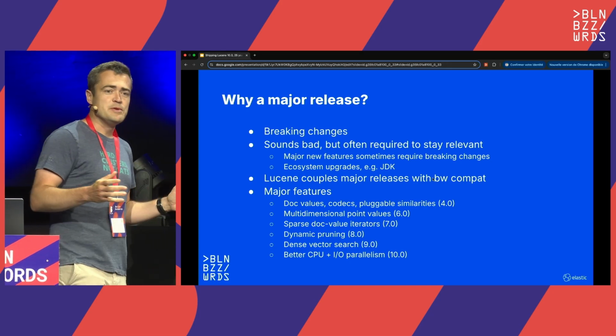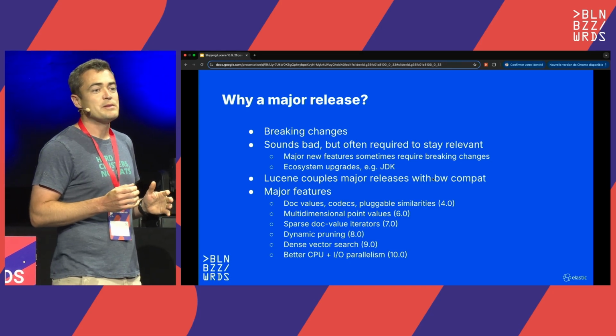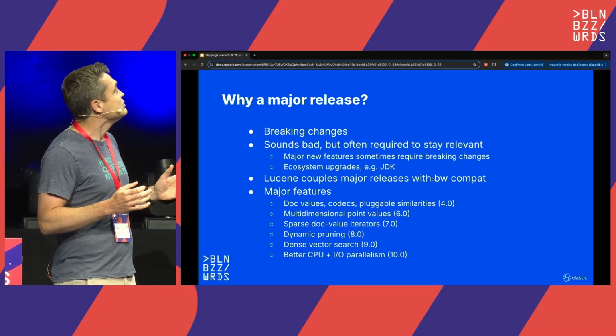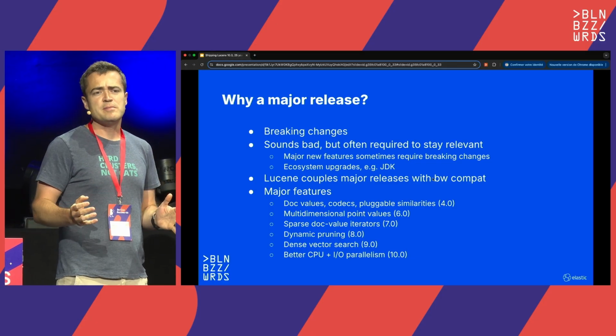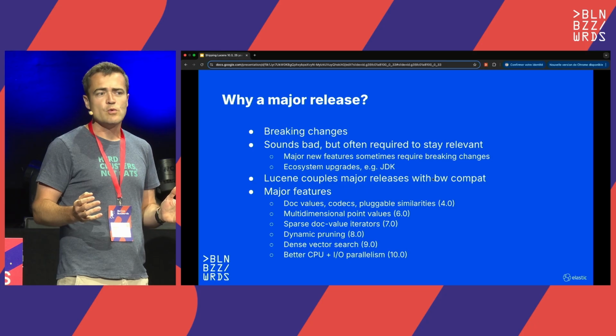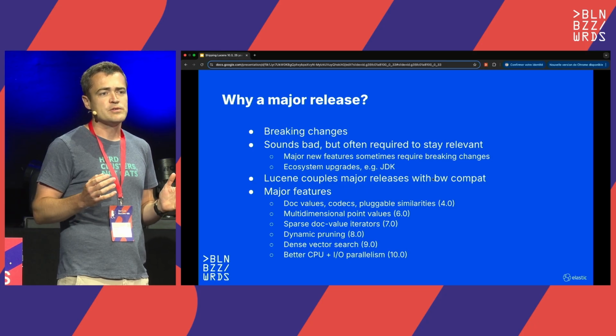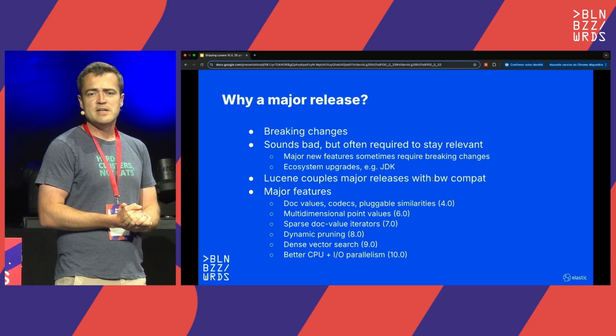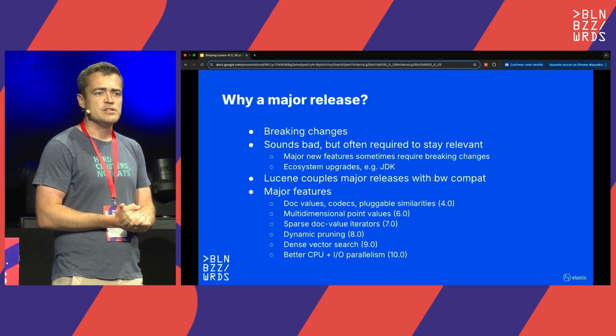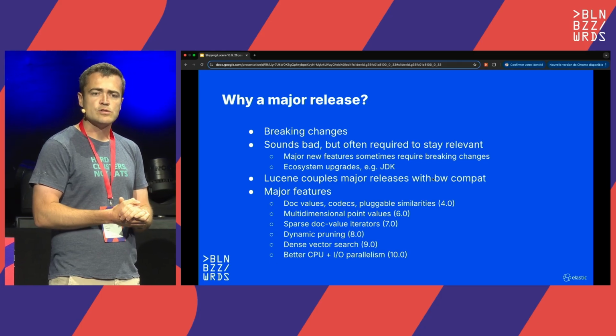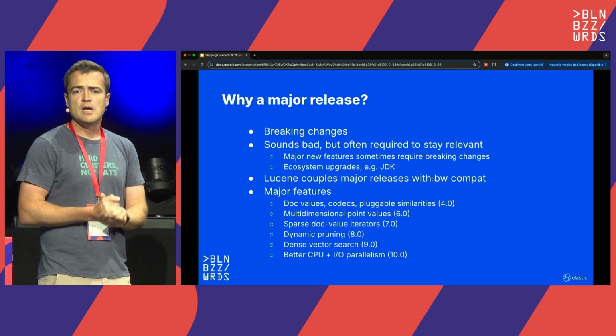OK, so now you have a bit more context about Lucene, but we are here to talk about major releases. Why does Lucene do major releases? And if you're familiar with semantic versioning, you're probably aware that major versions are about releasing breaking changes. Nobody likes breaking changes, but breaking changes are often required to release major features at the same time.